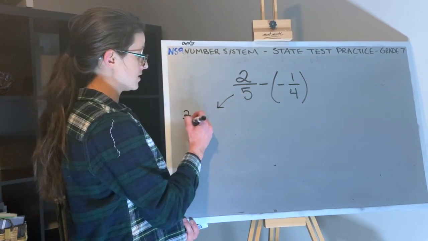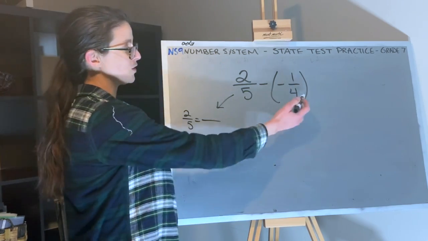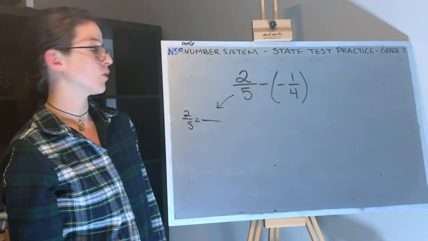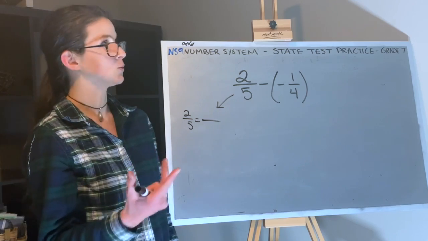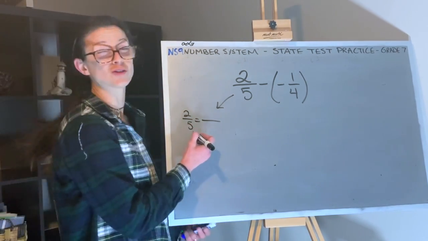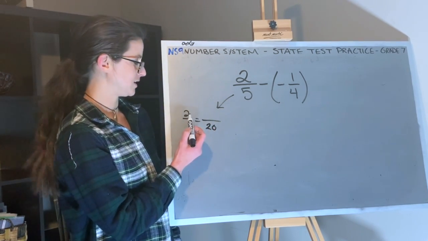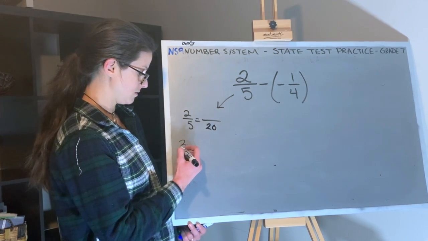So 2/5 is the same as what, with a denominator that's also a multiple of 4? So our multiples of 4 are 4, 8, 12, 16, 20. 20 is our first multiple of 4 that's also a multiple of 5. So if we have 2/5, what is 2/5 of 20?